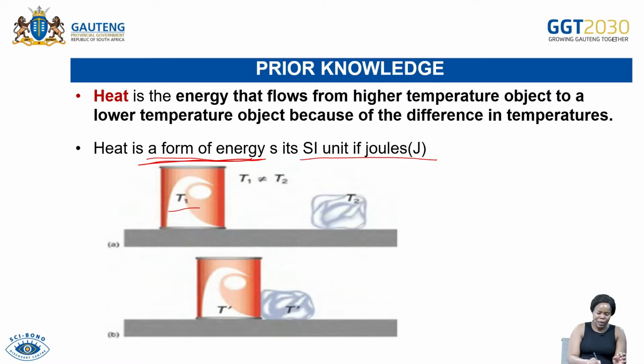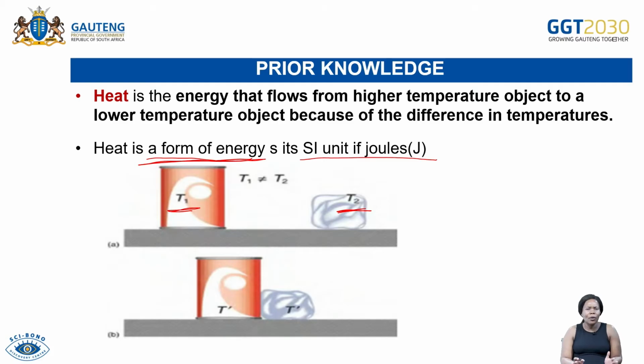Okay, so we've got object 1 and object 2. We write T1 for the temperature of object 1, and T2 for the temperature of object 2. At first, because object 1 and object 2 are not physically in contact with one another, they are not interacting. Object 1 has its own temperature and object 2 has its own temperature. So we cannot say temperature 1 is equal to temperature 2, because these two objects are not physically interacting with one another.